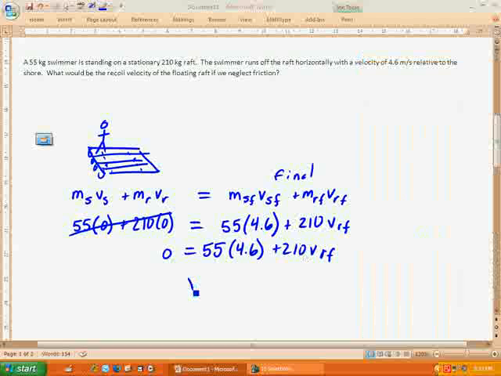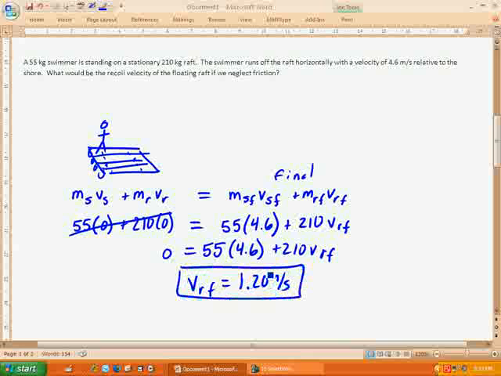So the velocity of the raft final is going to be approximately 1.20 meters per second, which makes sense that it should be about a quarter of the swimmer, right? Because the swimmer's mass is about a quarter of the mass of the raft, and so the velocity should be approximately a quarter, and a quarter of 4.6 is somewhere near this. So it's a good estimate, and this is our correct answer, 1.2.